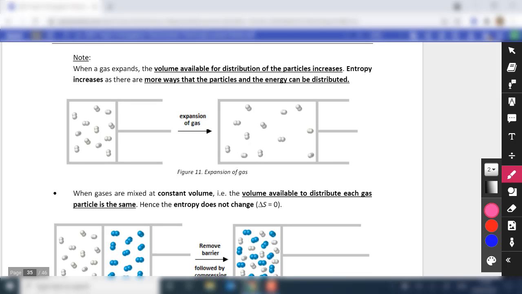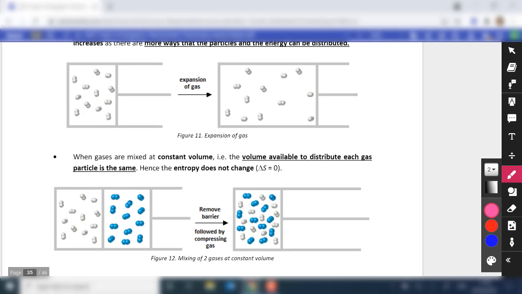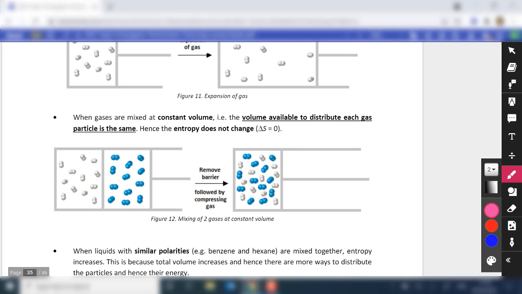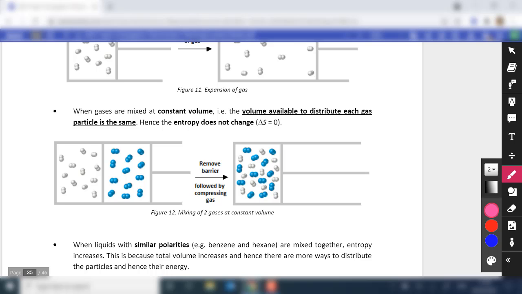So expansion of gases, of course, you can understand that definitely there are more ways for the particles to be distributed as well. Now this is an interesting scenario. When the gases are mixed at constant volume, that is, the volume available to distribute each gas particle is the same, entropy does not change.